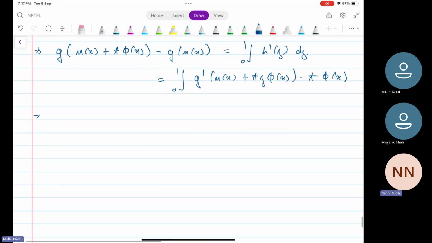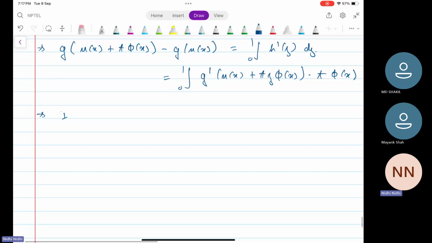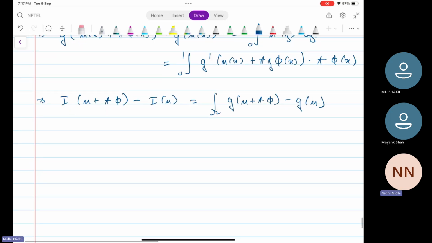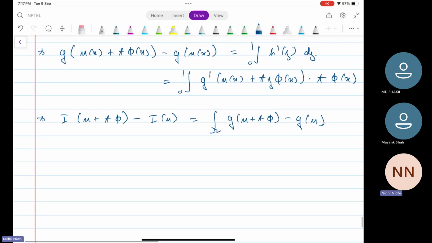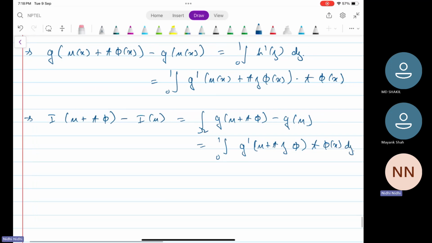Now this implies I(u + tφ) minus I(u) is equal to the integral over Ω of g(u + tφ) minus g(u). So yeah, that's the definition of the function I. And we know that this is equal to, by the above, the integral from 0 to 1 of g'(u + tzφ) times tφ(x) dz.